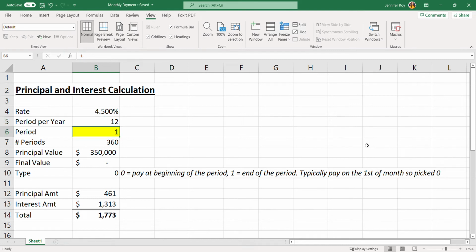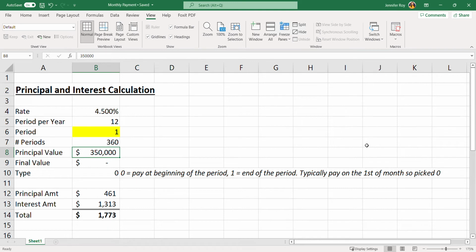Period. We're first going to start with what does my initial monthly payment look like as far as a breakdown between principal and interest. So I'm going to leave this as a 1, but I'll come back to it in a moment. Number of periods, in this example, 360. 360 represents a 30-year mortgage. It's 30 times 12. If you have a 15-year mortgage, cut this in half. If you have a 20 or 25, scale accordingly, but it's number of months times the number of years.